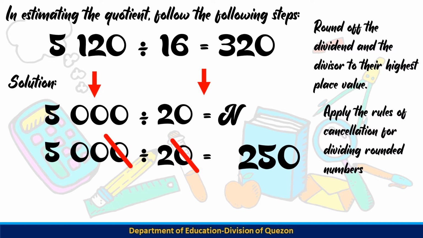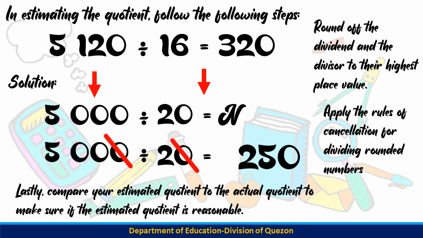We have the third step, or the last step. Compare your estimated quotient to the actual quotient to make sure the estimated quotient is reasonable. Okay, the actual quotient is 320 and the estimated quotient is 250. Palagay nyo, reasonable ba siya? Yes, of course, because 320, if we round off, will become 300. And 250, kapag na-round off natin, magiging 300 din. Or, sabihin na natin, malapit pa rin sila sa isa't isa.